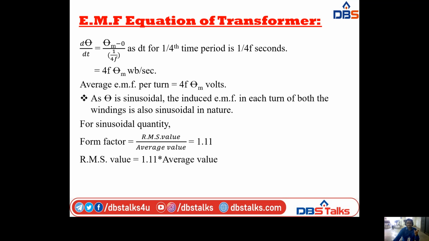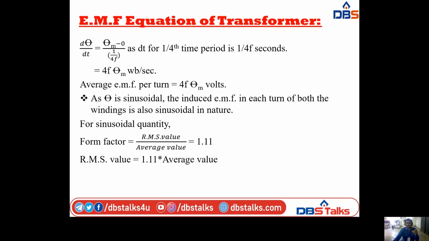Here the flux is sinusoidal, so the induced EMF in each turn of both the windings is also sinusoidal. That's why I drew that waveform. For a sinusoidal quantity, I am taking the form factor. The form factor is defined as the ratio of RMS value to average value. For a sinusoidal quantity, the form factor is fixed, that is 1.11, a standard value. So I am writing RMS value is equal to 1.11 into average value.